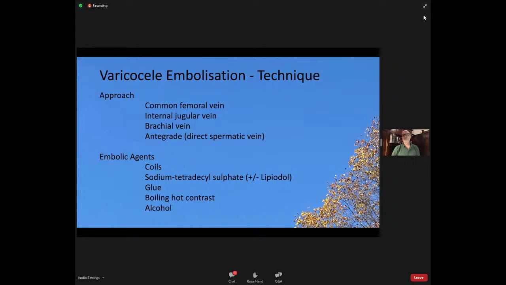So as you'll know, there are a number of approaches. Common femoral vein, historically the most common approach, probably not so much now. Internal jugular vein, certainly in our center, is by far and away the most common approach. In Italy, I know brachial vein and arm vein approach is very common. And then on rare occasions, we will use an antegrade approach, a direct spermatic vein approach, and I'll talk about that a little bit later.